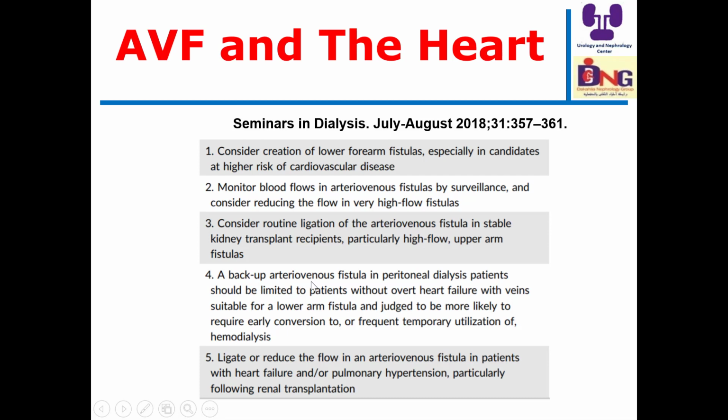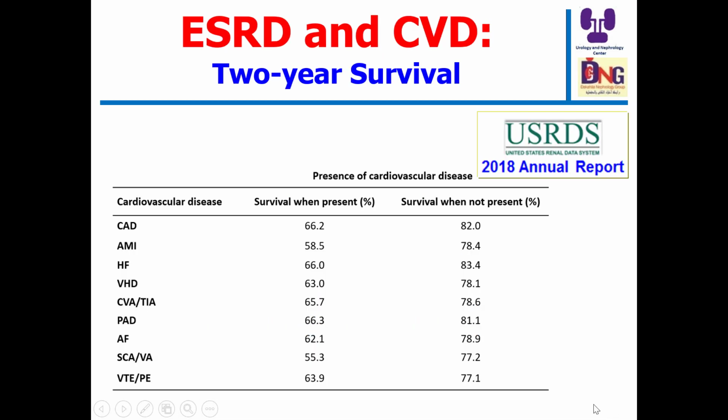A backup arteriovenous fistula in PD patients should be limited, and I don't recommend it at all to have both PD and vascular access for hemodialysis. Ligate or reduce the flow in an arteriovenous fistula in patients with heart failure and/or pulmonary hypertension, particularly following renal transplantation. So this is the summary of recommendations to reduce the burden on the heart.